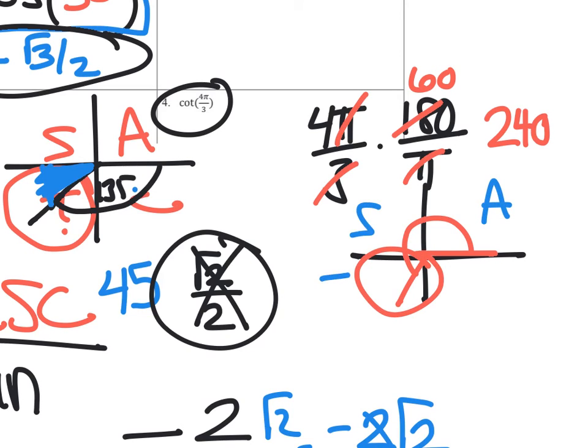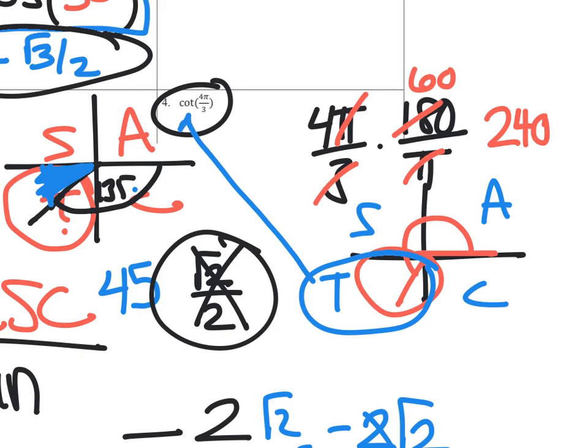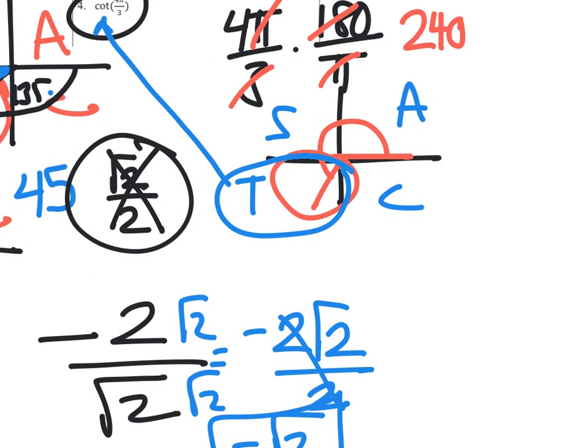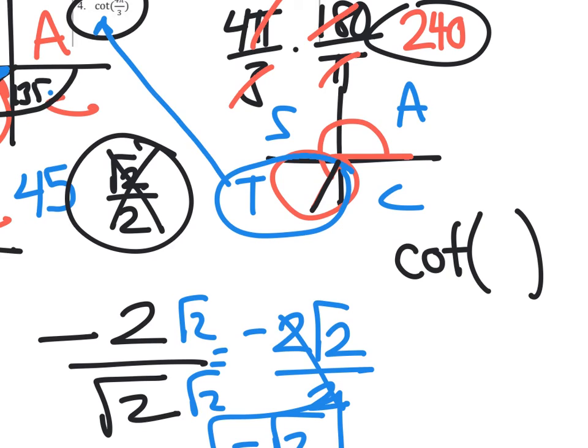So all students tip cows. Now notice this is tangent's quadrant, and I do have the reciprocal of tangent, which is cotangent. Therefore, my answer is going to remain positive. So my only key now is to figure out what my reference angle is. So I'm going to have the positive cotangent of 240 is how far away from the x-axis? Well, that's 60 away.